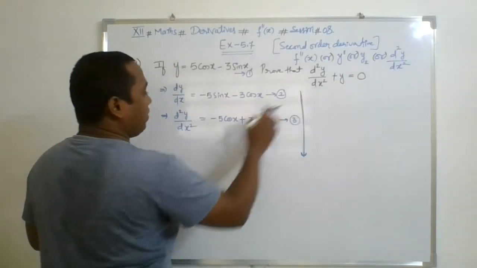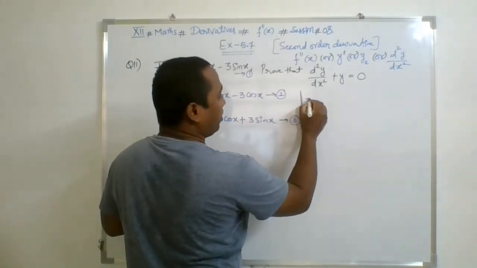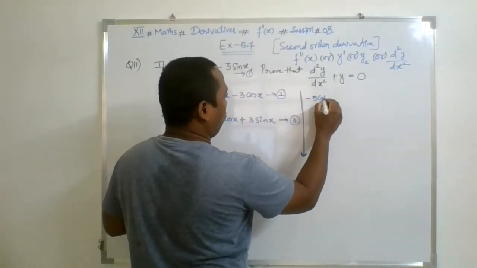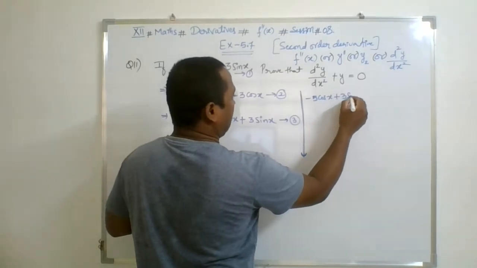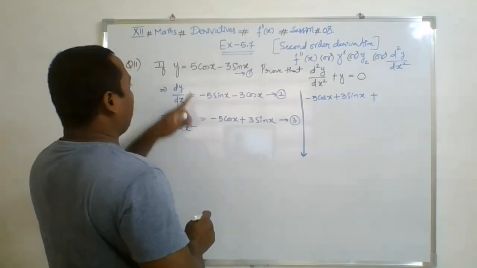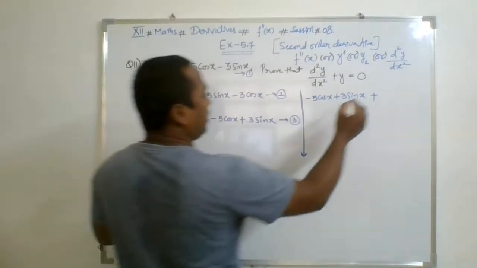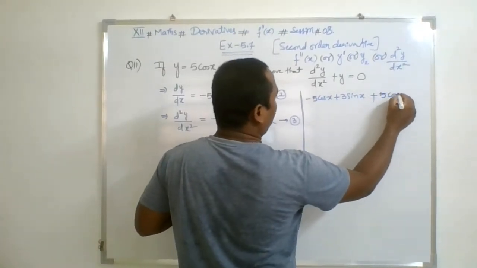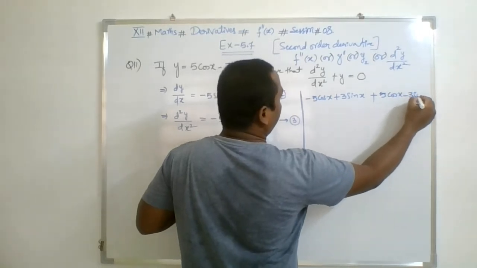So the double derivative answer is this. I am just substituting here: minus 5 cos x plus 3 sin x plus the value of y. The value of y means the given question. So it becomes 5 cos x minus 3 sin x.